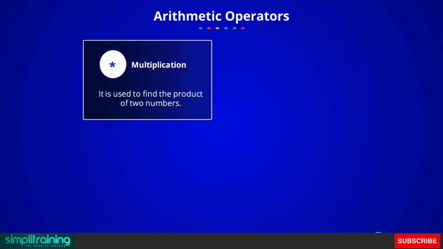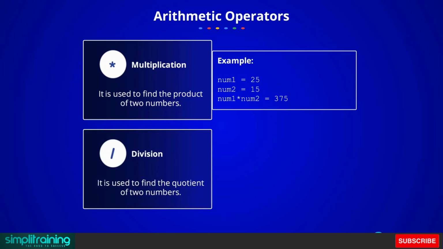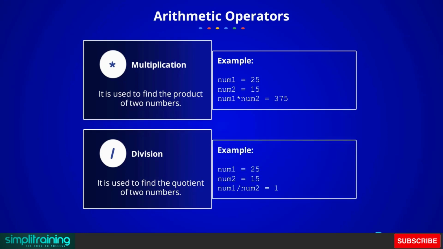Multiplication is used to find the product of two numbers. Num1 equals 25, num2 equals 15, so the product of num1 and num2 is 375. Division is used to find the quotient of two numbers. So in this example, num1 divided by num2 equals 1.